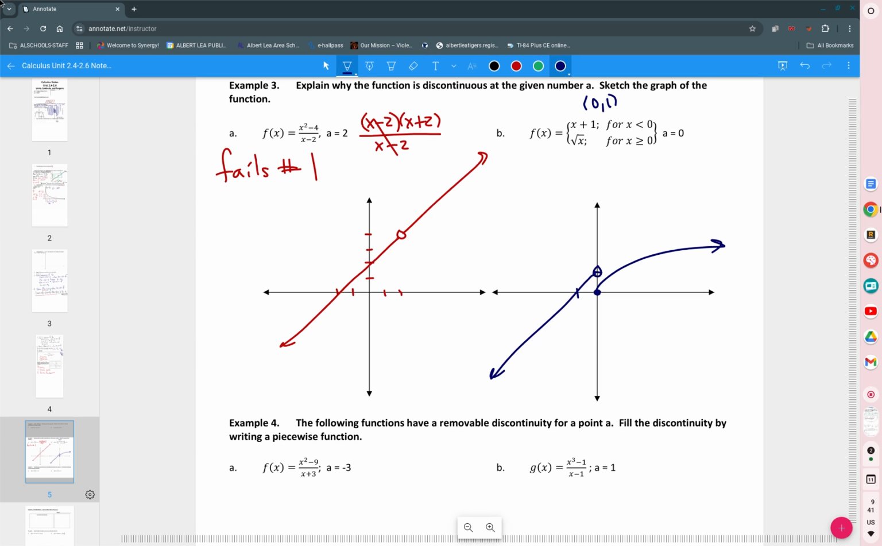Very good with the graph? Does it pass number 1? Yes. Does it pass number 2? No. Fails number 2. The limit does not exist.